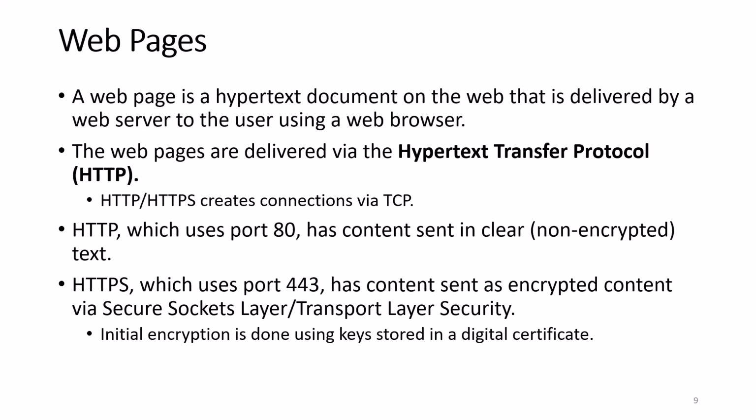HTTP, which uses port 80, has content sent in clear text, or non-encrypted text. HTTPS, which uses port 443, has content sent as encrypted content via Secure Sockets Layer or Transport Layer Security. Initial encryption is done using keys stored in a digital certificate.